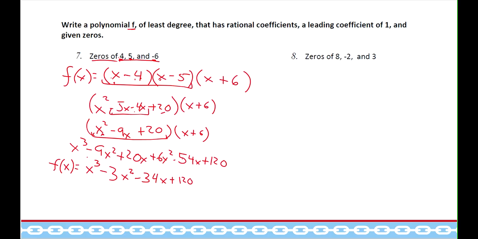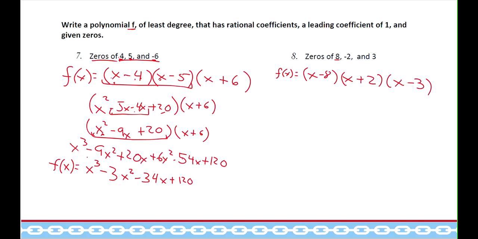For number 8, we'll set that up the same way. F of x equal to, and then I'm going to have these 3 sets of parentheses. They all get an x. And this 8 will become a minus 8. The minus 2 will become a plus 2. And the positive 3 will become a subtract 3.